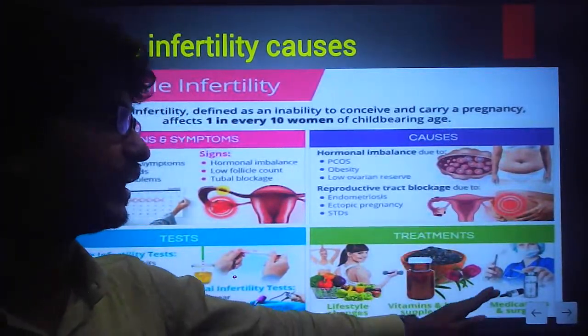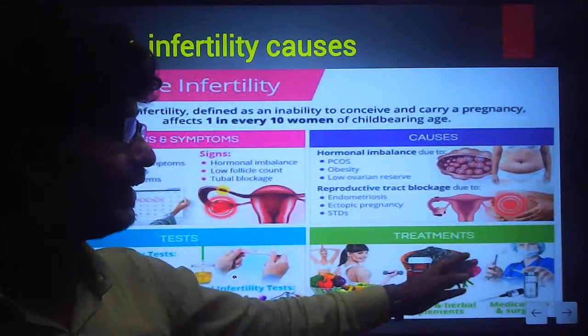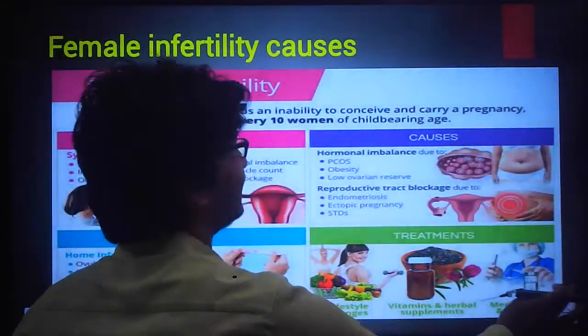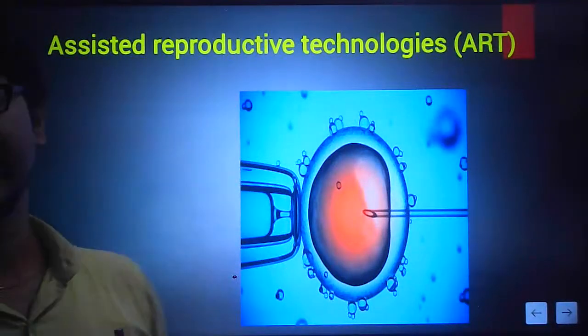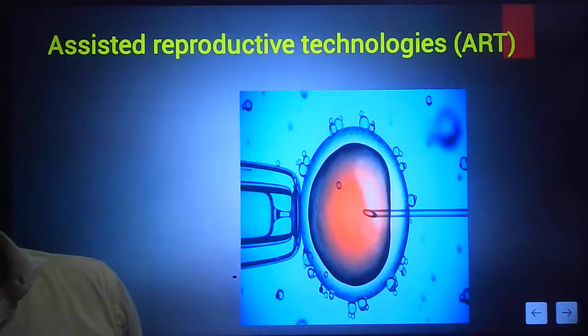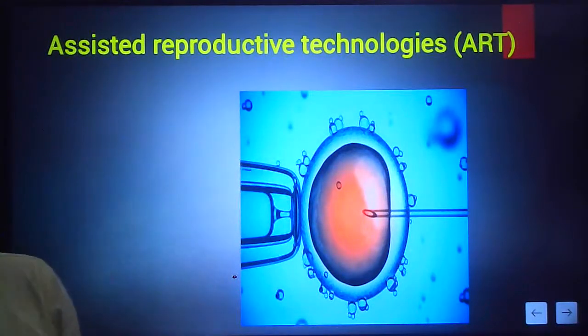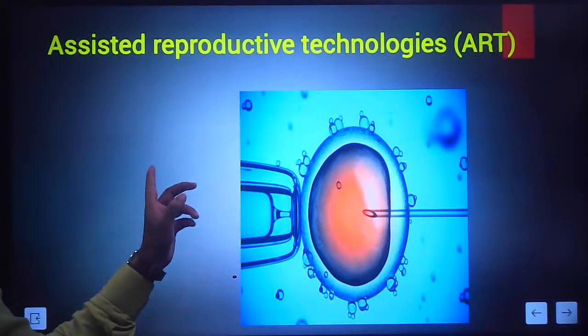Then if it is not working out, then she can go for medical treatment and she can go for surgery. So these are about the female things actually. Now we move to the last two parts of this chapter, that is assisted reproductive technologies. We call it ART.